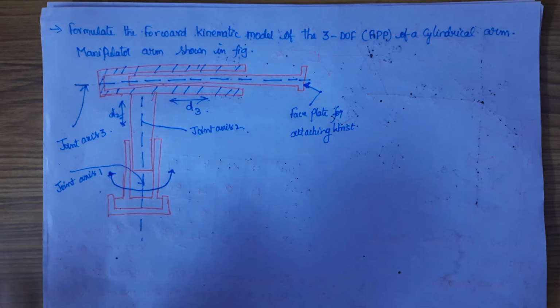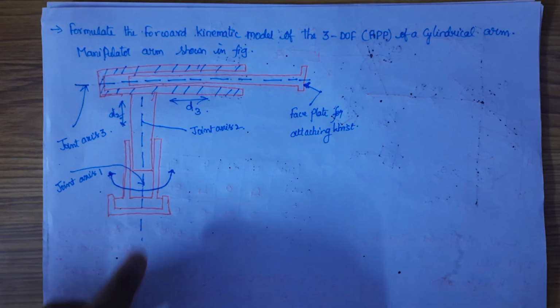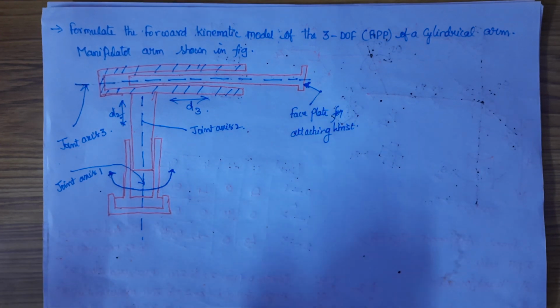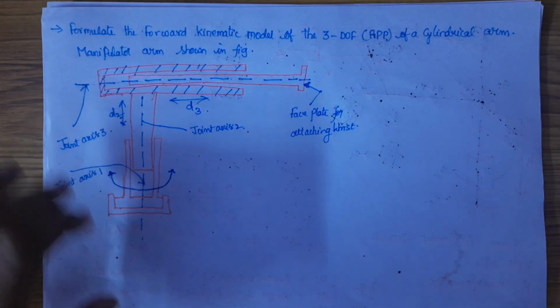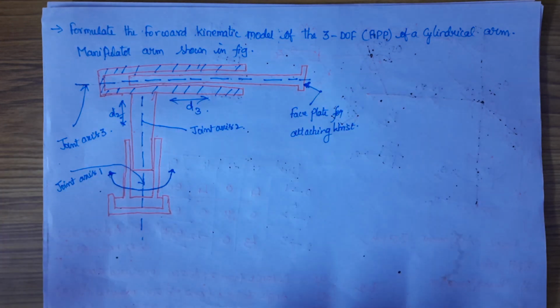Here is the diagram he has given us, so don't worry, we will be assigning the frames first, later we will be going for the DH table, and last we will be calculating the transformation matrices. That is the procedure. We will be having the joints 1, 2 and 3, and one face plate attached to that. We have to assign the frames for the 3 joints, and of course the frame for the tool also, mainly concentrating on the revolute and prismatic joints.